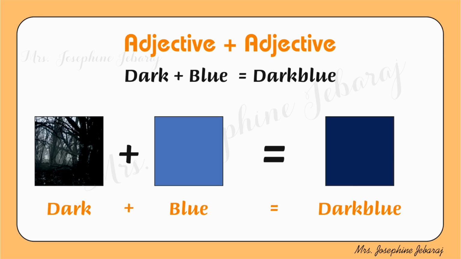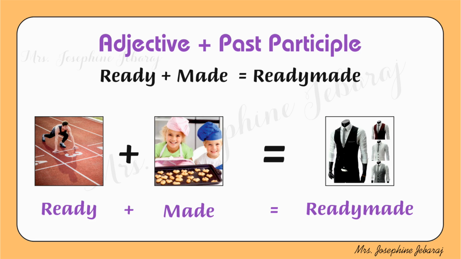Moving on with adjective with adjective. Dark blue. Children, when we split this word, dark, blue separately, both of them are adjectives. Dark is adjective, blue is also adjective. We put them together, dark blue, a compound word with adjective plus adjective combination. Dark brown, light green. Move on with adjective with past participle. Ready made. Ready, adjective; made, past participle of the verb make.